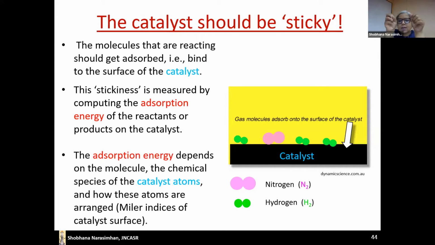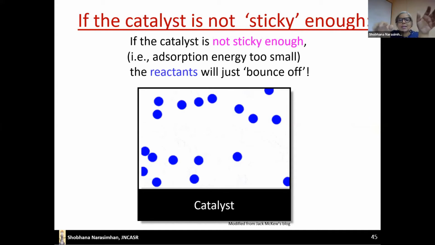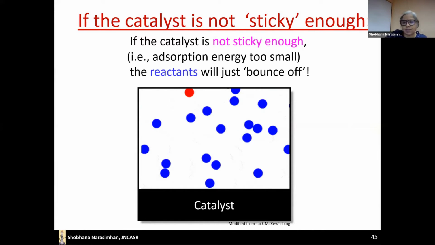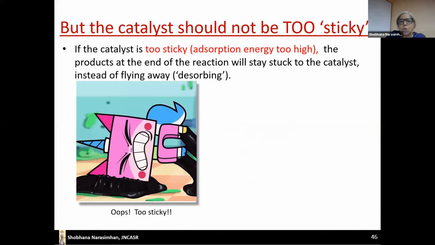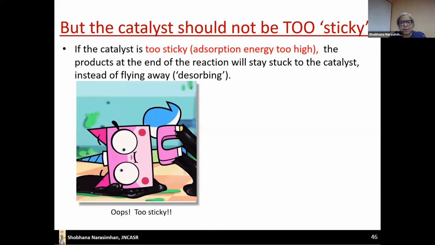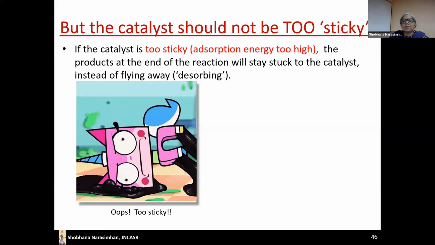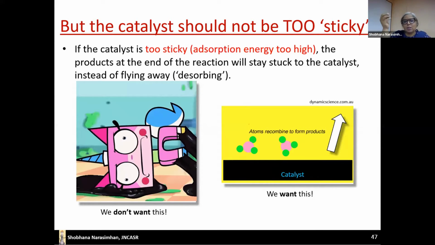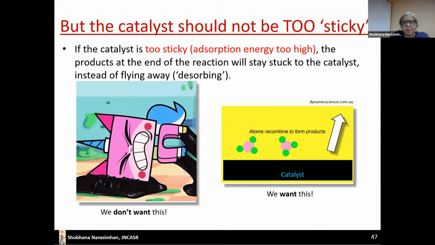So here I'm showing again this cartoon of the ammonia reaction. And these molecules had better come and sit on the catalyst. What happens if it's not sticky enough? Then you would have some situation like this where the atoms or molecules just come and bounce off the surface of the catalyst. So that's no good for us. But if the catalyst is too sticky, that is, the adsorption energy is too high, the products at the end of the reaction will stay stuck to the catalyst instead of flying away. This is what we want: after the reaction happens, the ammonia should detach. If the catalyst is too sticky, that won't happen.